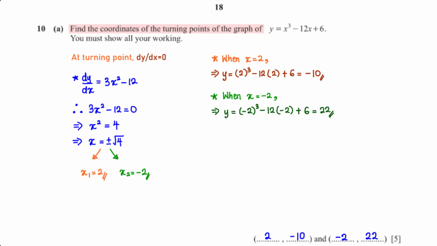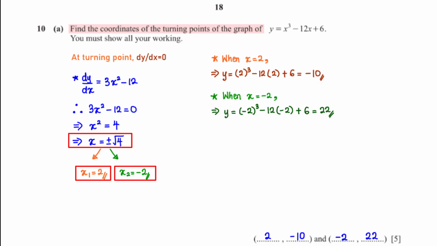Find the coordinates of the turning point of the graph y equals x cubed minus 12x plus 6. You must show all your working. At the turning point, dy/dx equals 0. When we differentiate the equation of the graph, we get 3x squared minus 12, which we equate to 0. When we make x squared the subject, this is what we have. When we take the square root of both sides, we get x equals plus and minus the square root of 4. This means one of the values of x is the positive square root of 4, which is 2, and the other is the negative square root of 4, which is negative 2.